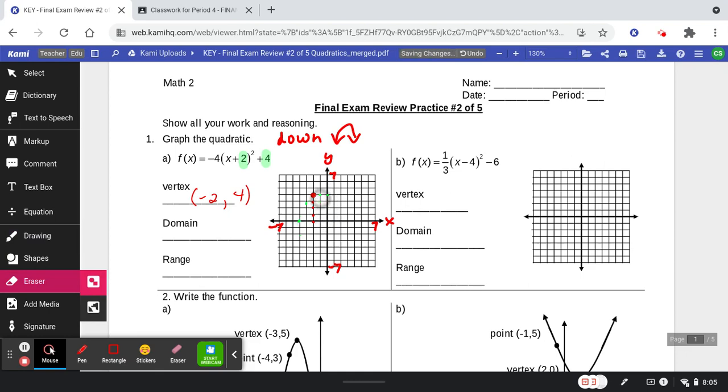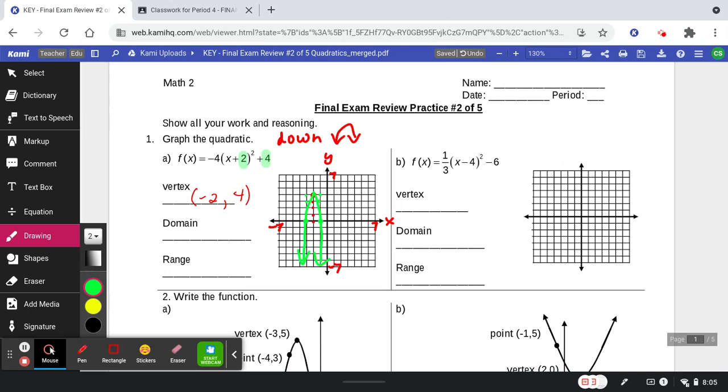But this one is going at a faster rate, 4 times the normal stretch of a parabola. This one is going right 1, down 1, 2, 3, 4, 4 times the normal stretch. So it's normally out 1, down 1. We're going to make it 4 times that, out 1, down 4. And there's my parabola. Notice how much skinnier or steeper it is because it's going down 4 times as fast as the normal parabola.